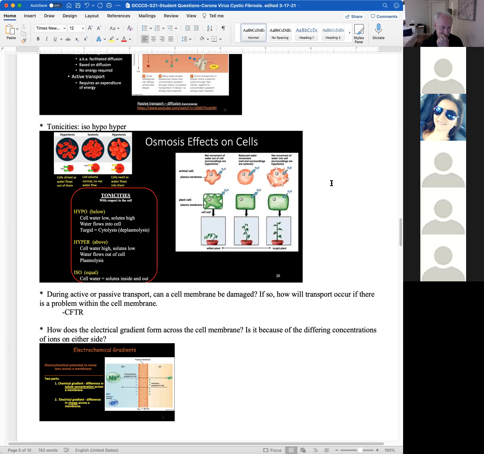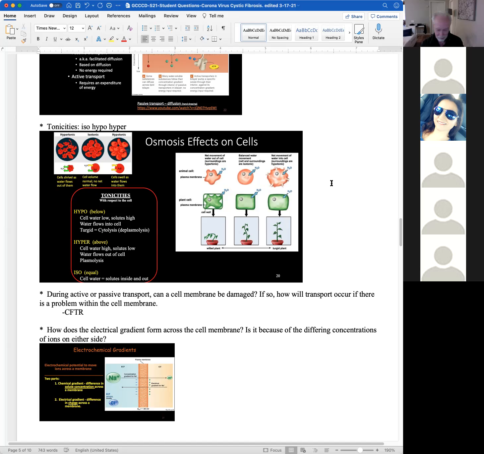The other thing about tonicity is you have to understand tonicity only applies when you are comparing two things. For example, if you have a glass of salt water and you want to know if it's hypotonic, you don't know because you have nothing to compare it to. But if you have a glass of salt water and a glass of fresh water, now you can compare tonicities. So tonicity by itself on a single thing doesn't really apply.